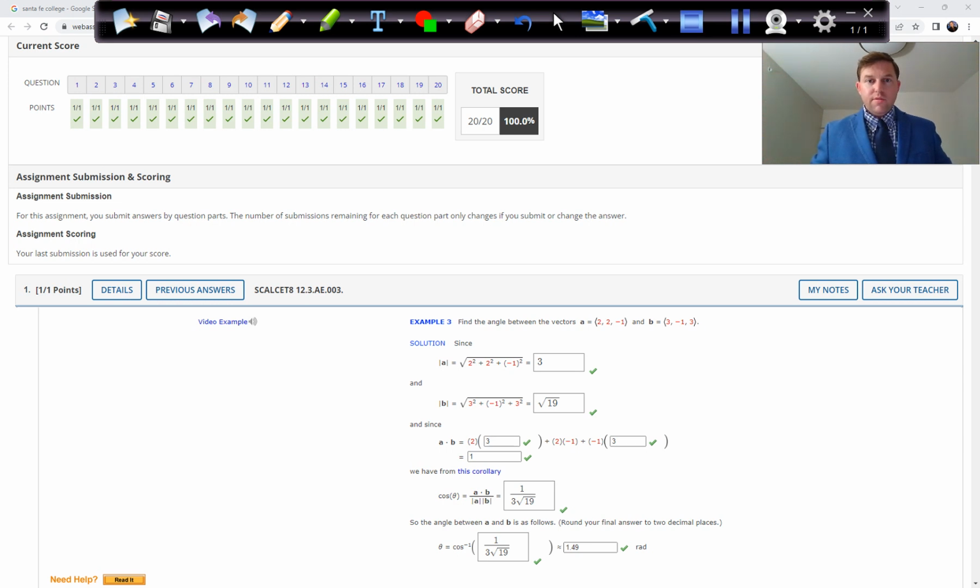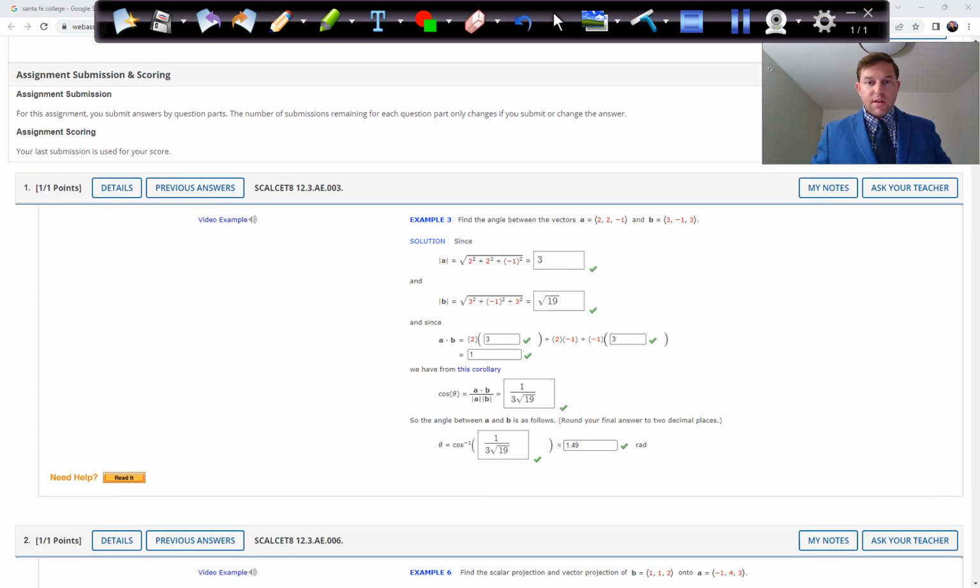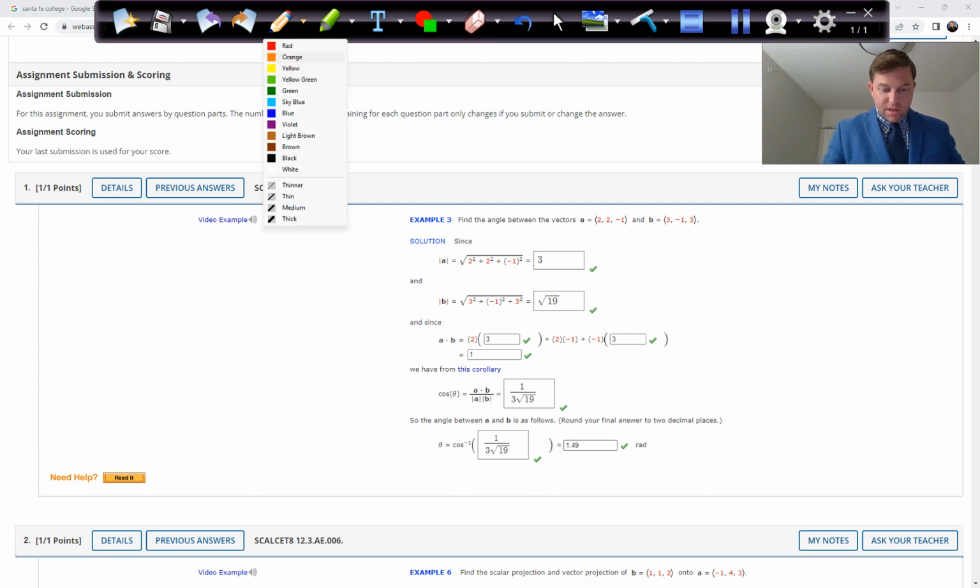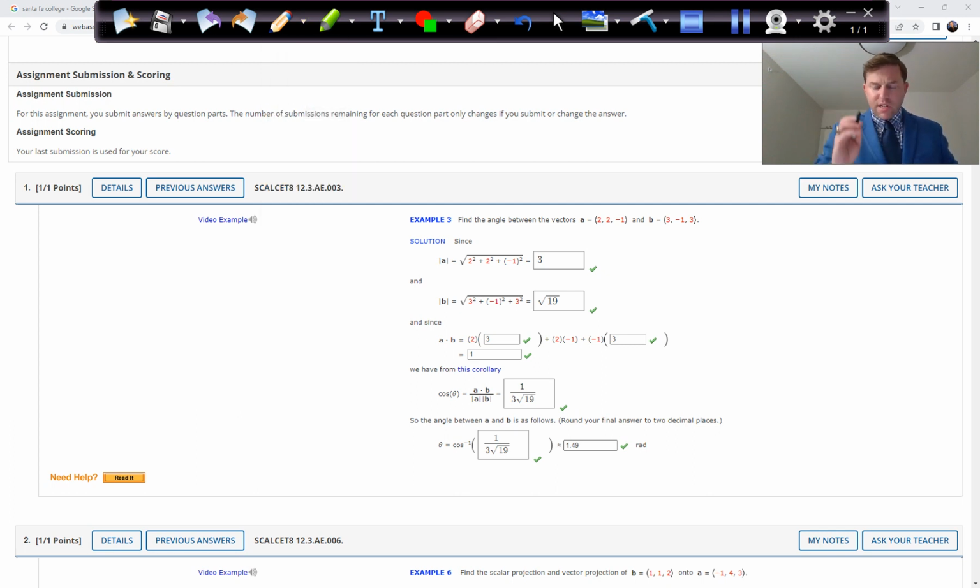All right, for Chapter 12, Section 3, we're going to look at the dot product. The dot product you can use to find the angle between two vectors. You can use it to find the projection of one vector onto another, things like that, so it can be very useful. But the first one says find the angle between the vectors, and it's going to break it down into the components, so it's going to do step by step.